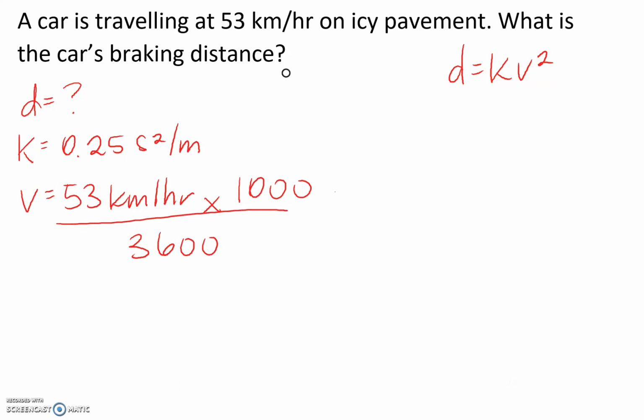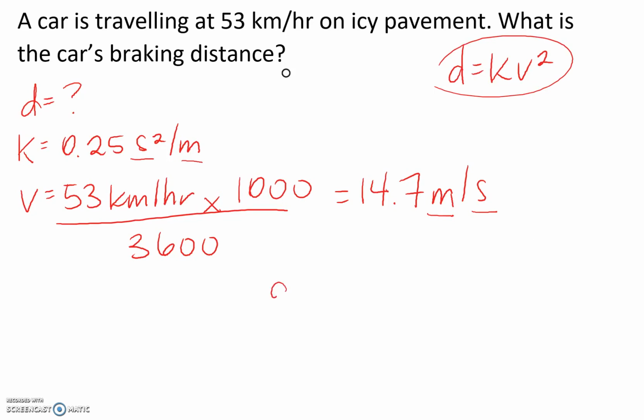When you do that, what you should arrive at is about 14.7 meters per second. Now, that's not your final answer. All that means is that 53 kilometers per hour is the same as 14.7 meters per second. And because our units, meters and seconds, now match up, we're good to go ahead and plug this into our formula. So D equals KV squared.